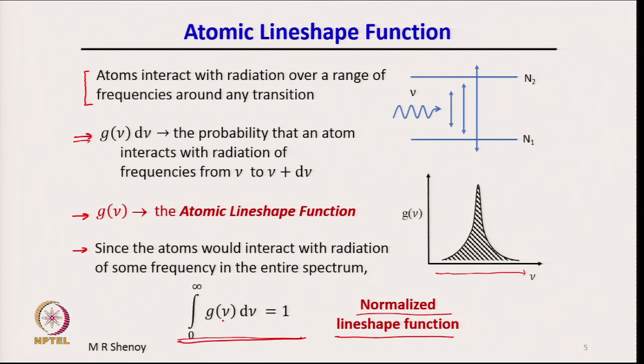This is the definition of the normalized line shape function. The function g nu, which is called the atomic line shape function, is defined as the integral from 0 to infinity of g nu d nu equal to 1.